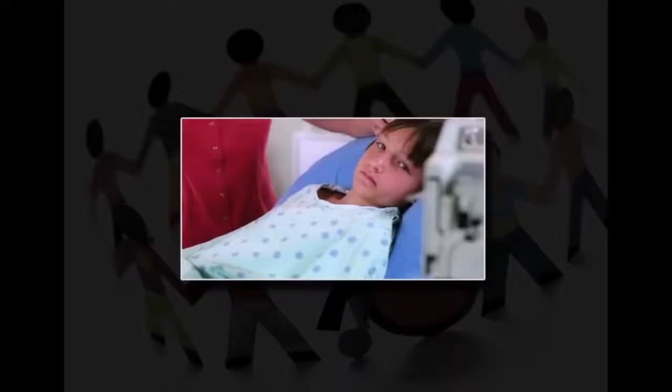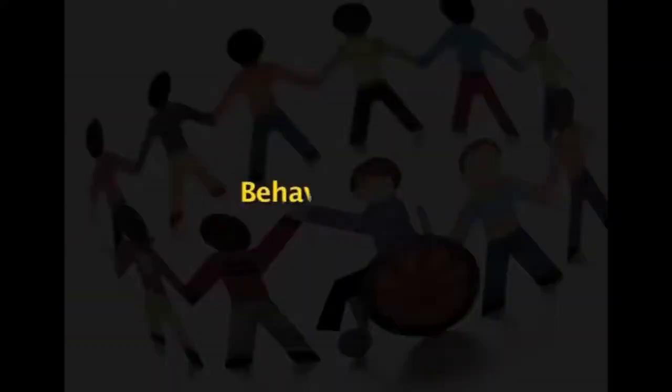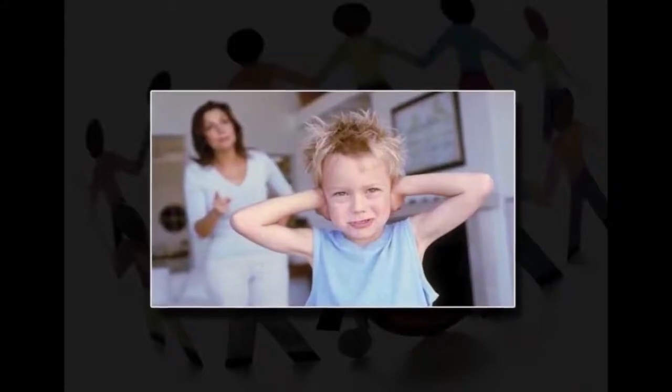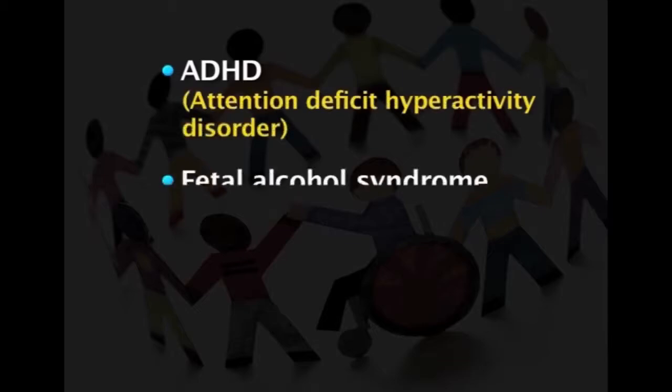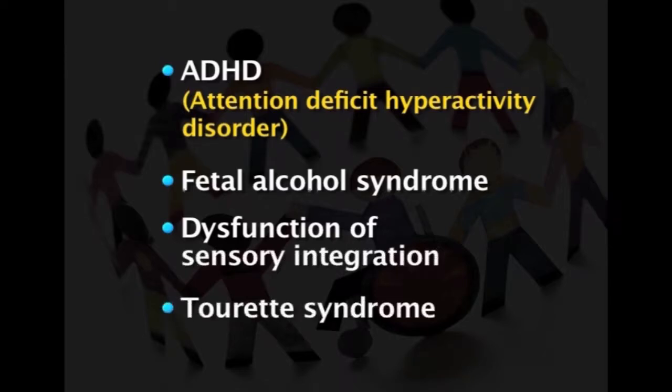Medical issues. Children with medical issues may require numerous tests, long hospital stays, expensive equipment, accommodations for disabilities. Their families have to deal with frequent uncertainties and worries. Next, behavior issues. Children with behavior issues don't respond to traditional discipline. With diagnoses like ADHD, fetal alcohol syndrome, sensory integration dysfunction, Tourette's syndrome, they require specialized strategies that are tailored to their specific abilities and disabilities.